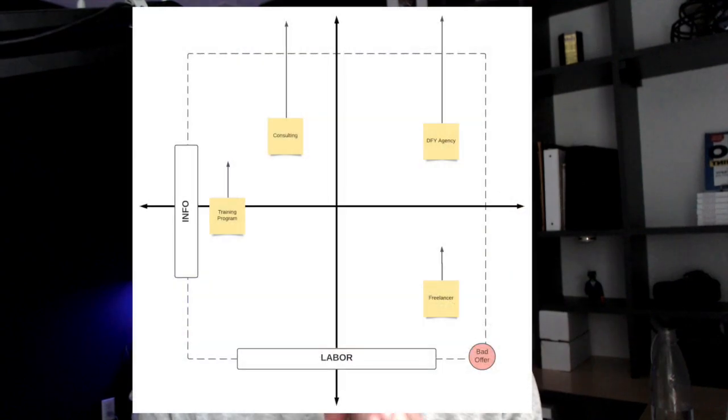In this video, I'm going to show you the fastest and easiest way to charge the maximum amount for your agency service. I'm going to be demonstrating this all on a very simple matrix that shows you the relationship between information and labor and how you can better leverage those two to maximize the pricing of your services.